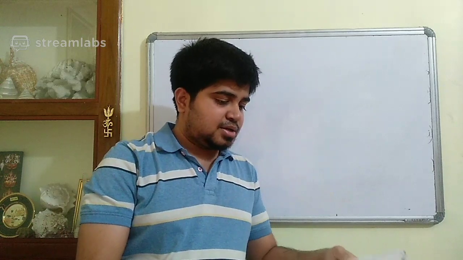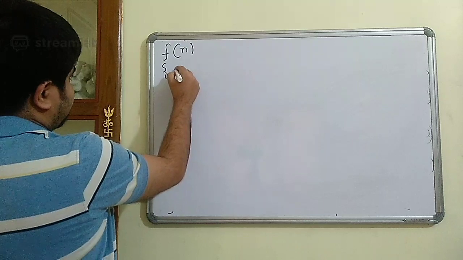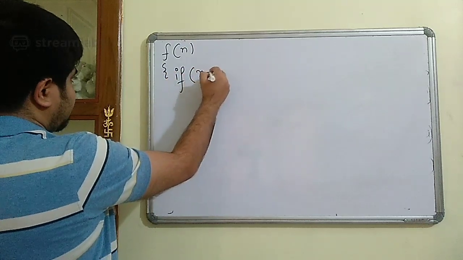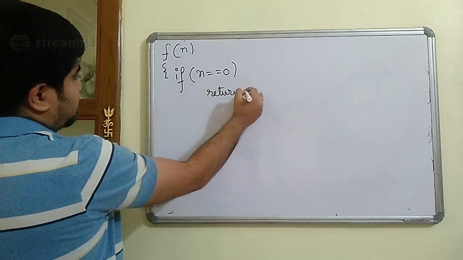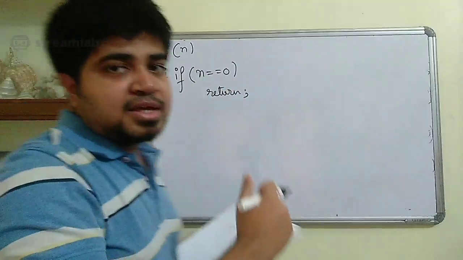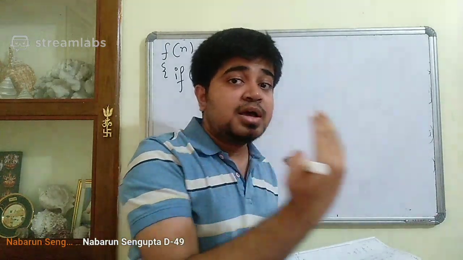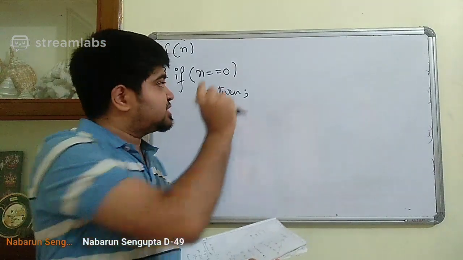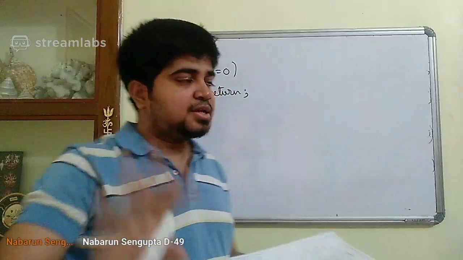Now let's give another equation, and let's see how it is performed. Suppose I give a function f of n. If n equal to 0, simply return. Return means just simply control goes back. You can return something, or you can return just simply the address, nothing else. When you simply mention return, it means the control is given back to the calling function, right?